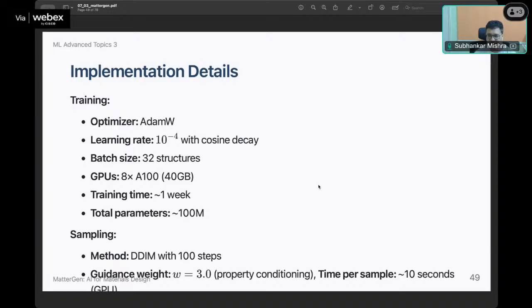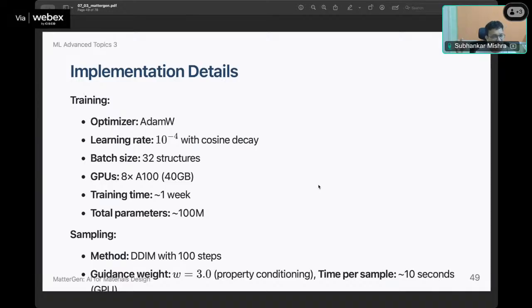And the method was DDIM. I hope you remember last class. When we did DDIM, I told you DDPM was the denoising diffusion probabilistic model, the earlier one. DDIM was done so that the diffusion process, or the sampling process itself, can be done quicker. Instead of going 1000 steps, we can do it with 100 steps also. So it can be 10 times faster.